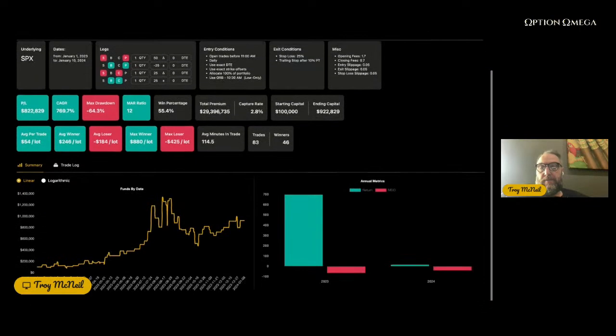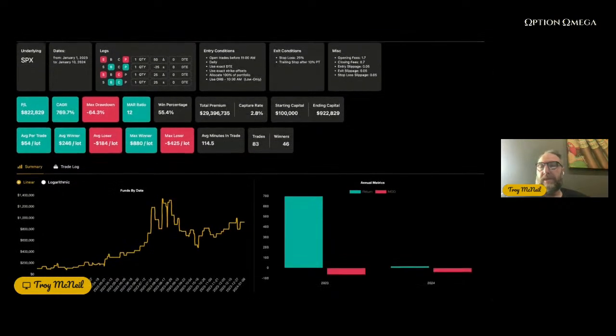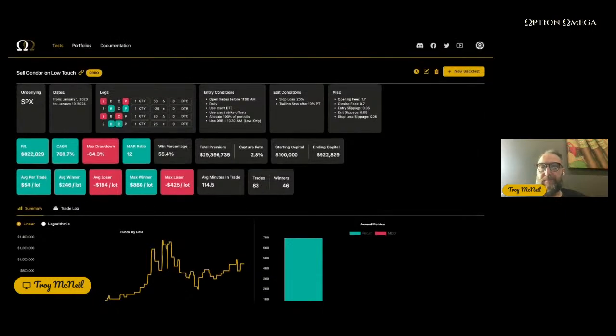Okay. The MAR on this is actually pretty good. This one has some interesting things going on with it. You could play around with the delta, but does it make sense why I put delta that way on a touch of the low?